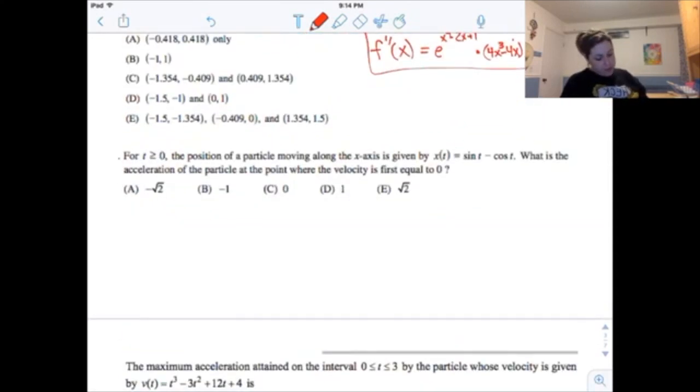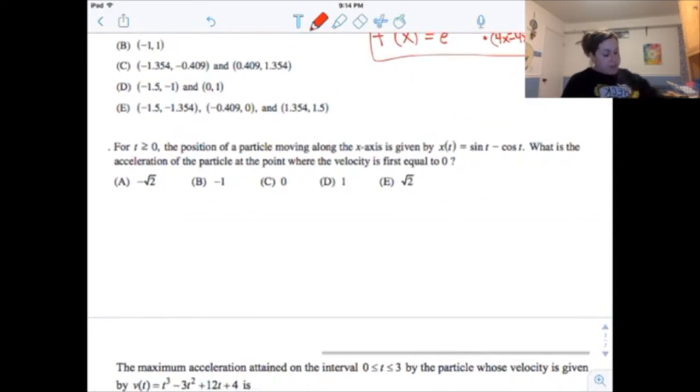Okay, let's keep going. Position of a particle moving along the x-axis is given by x of t equals sine t minus cos t. What is the acceleration when the velocity first equals 0? So I'm going to be very careful with notation here. We're going to talk about this more in our live stream tomorrow night, which is going to be all particle motion. And you need to be a little careful with your notation. Now, I know this is multiple choice, so it doesn't really matter, but we're still going to practice carefully because what you play how you practice, right?